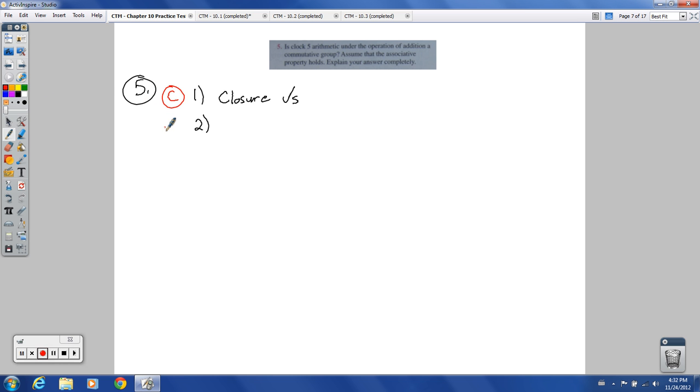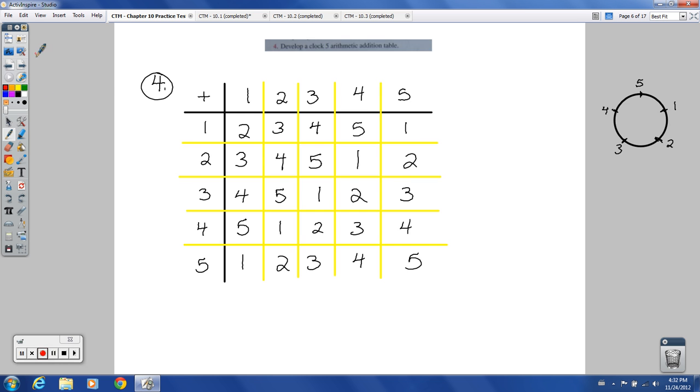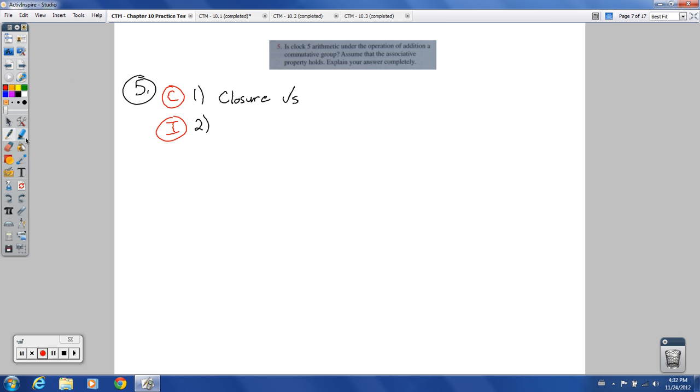Is there an identity element? Is there something you can add to each number to get you back to what you started with? And it looks like 5 would do that, because 5 is going to go one time around the clock. So 1 plus 5 gets you back to 1. 2 plus 5 gets you back to 2, and so on. So we can say that 5 is the identity element.